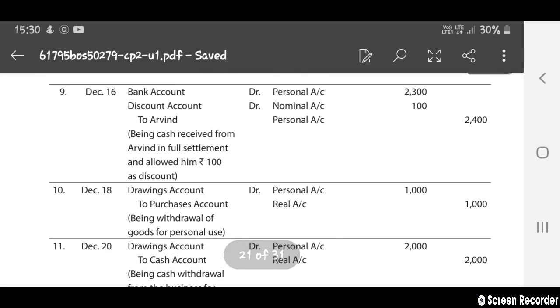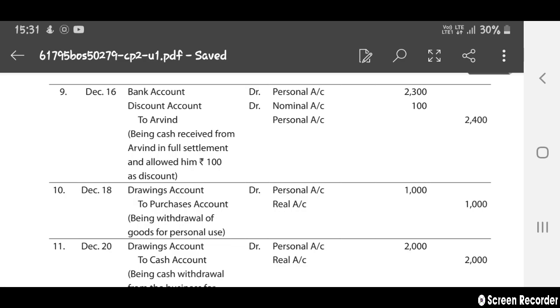Next, December 16th, bank account and discount account to Arvind. The bank account is his personal account, discount account comes under nominal account, and Arvind is his personal account. So he is being cash received from Arvind in full settlement, allowed him rupees 100 as discount. So bank account 2300, discount amount is 100. So Arvind is getting 2400 credited to his personal account.